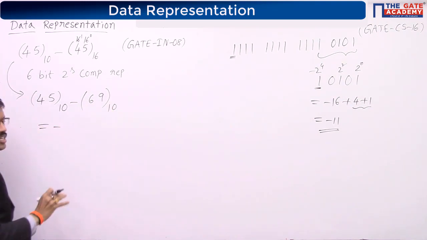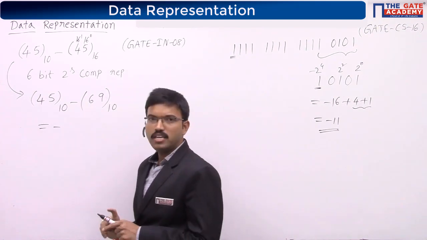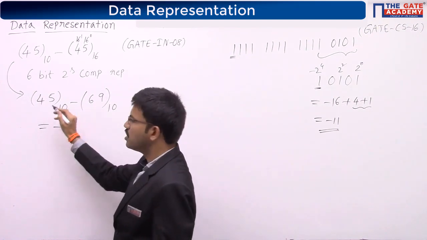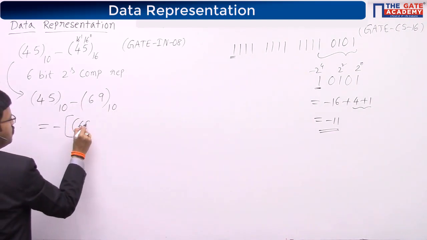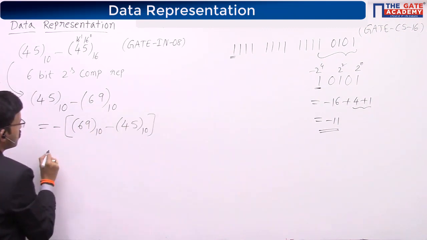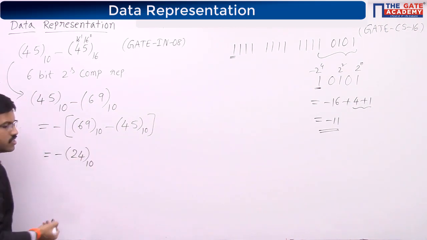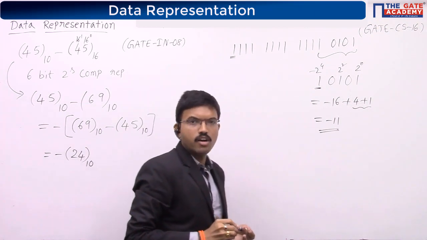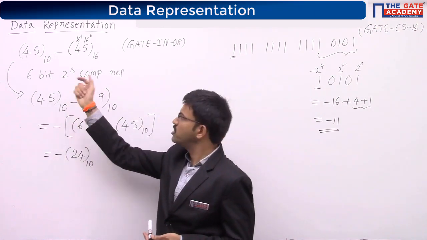See, you are subtracting larger from smaller. That is not possible, right? So take a minus sign and then subtract smaller from larger. So here 69 base 10 minus 45 base 10. So you will get 9 minus 5 is 4, 6 minus 4 is 2. Minus 24 base 10. Now we have to represent minus 24 in 2's complement form with 6 bits.